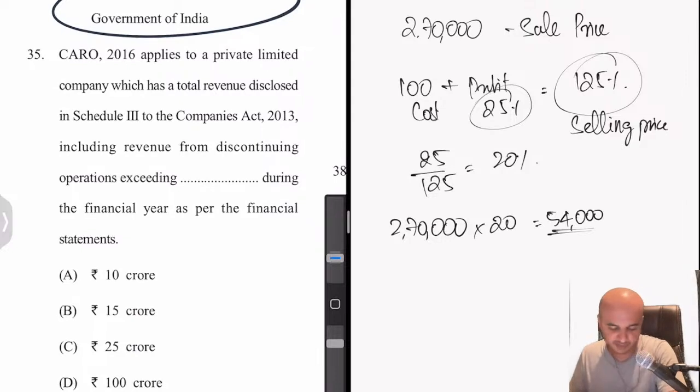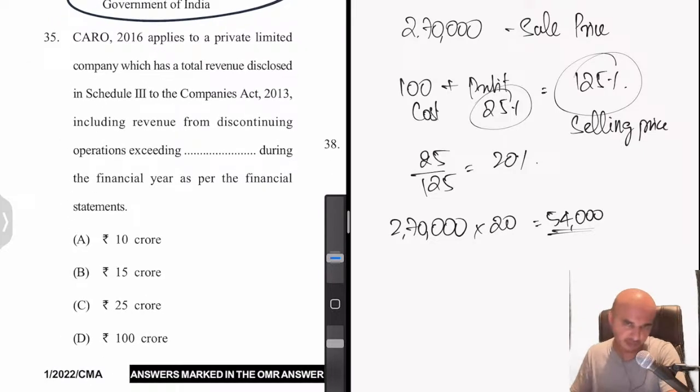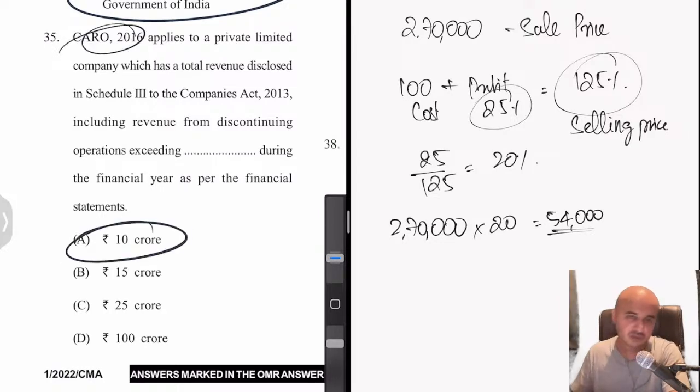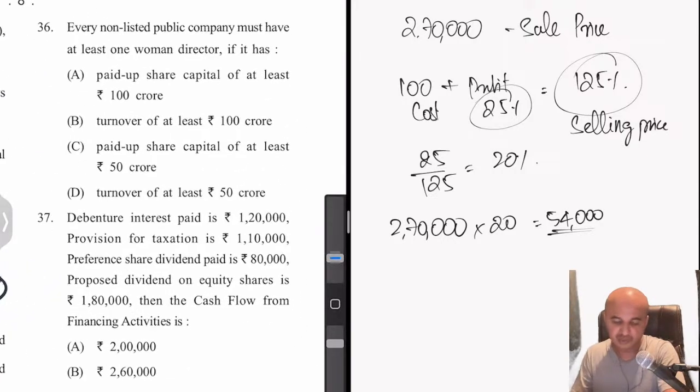Question number 35. CARO 2016 applies to a private limited company which has a total revenue disclosed in Schedule 3 of the Companies Act, including revenue from discontinuing operations, everything put together, exceeding dash during the financial year as part of the financial statements. According to CARO 2016, this value was 10 crores. Again, factual, completely law related, nothing to explain there.